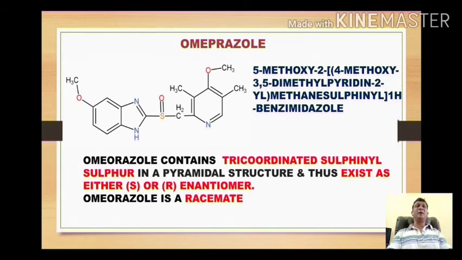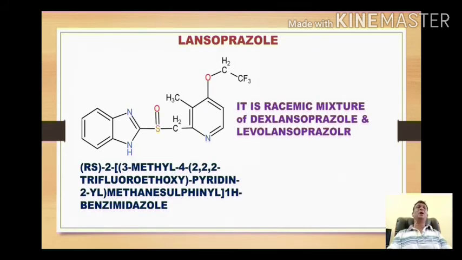As we mentioned in the previous slide, this compound is used for duodenal ulcers and other ulcerative conditions. The next drug is Lansoprazole. Here also we have the same general structure, but one major difference is that one of the methoxy groups is now substituted with an ethoxy group, which carries 3 fluorines on the second carbon. So this is the simple difference.